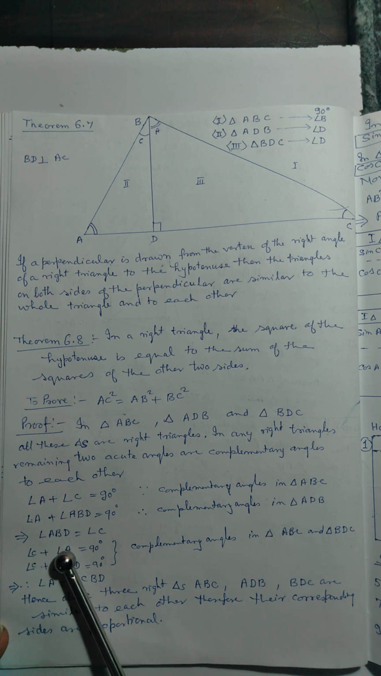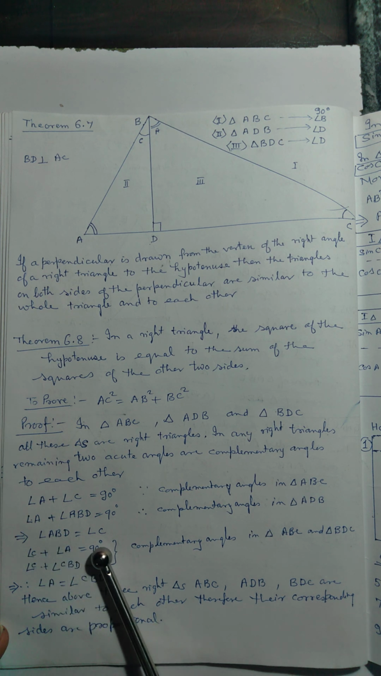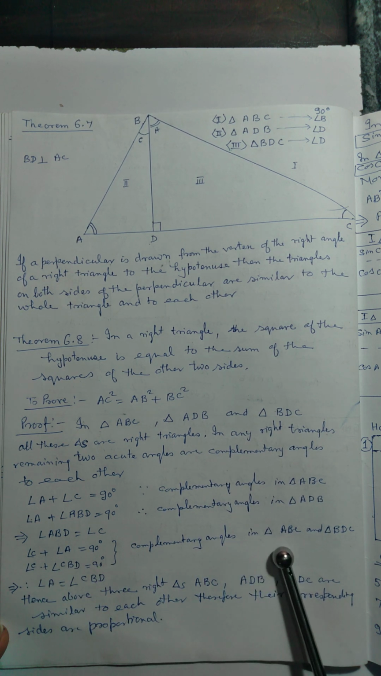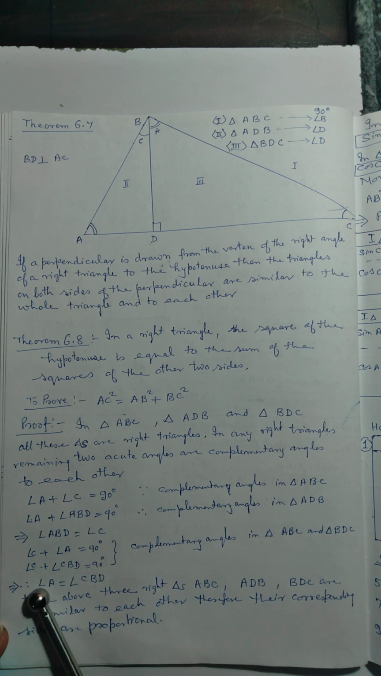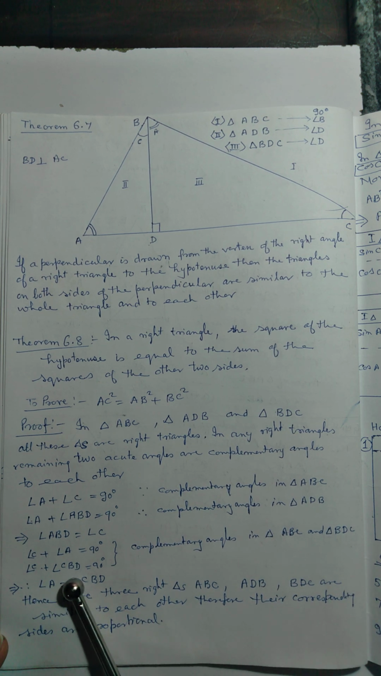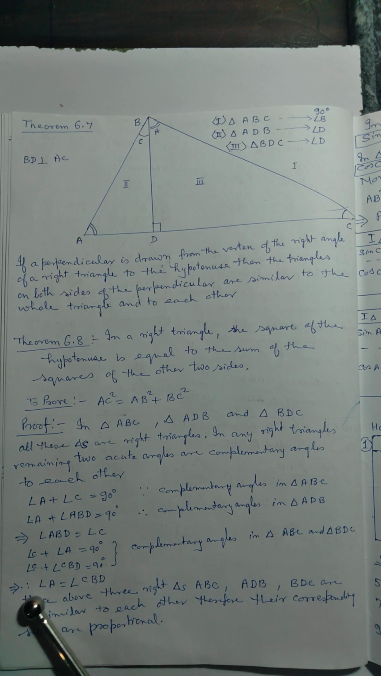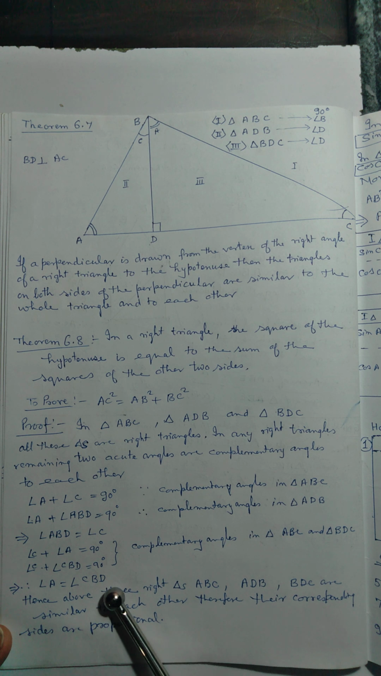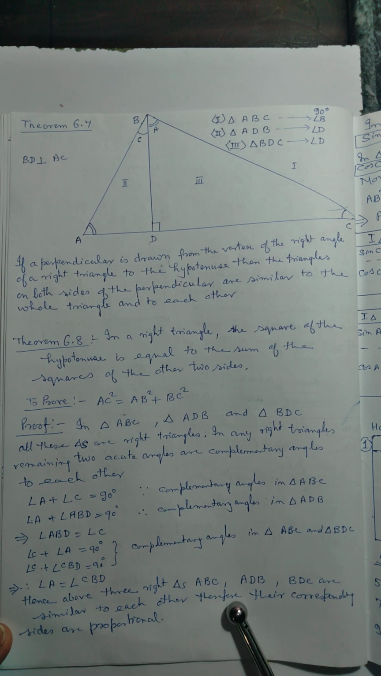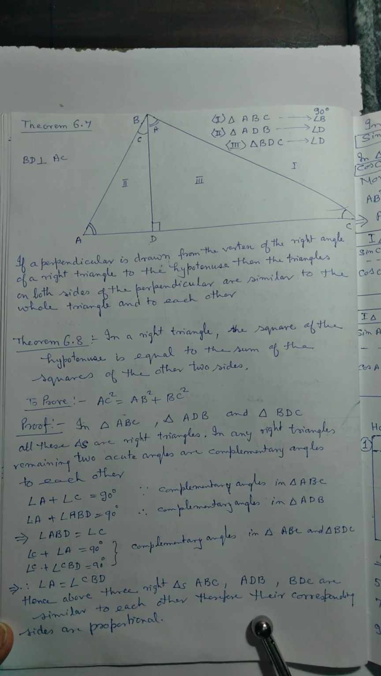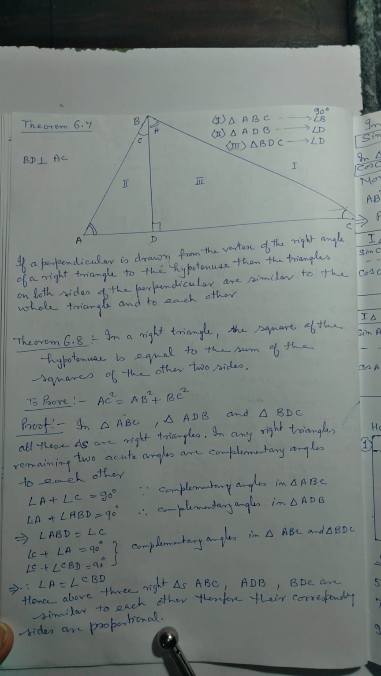Therefore, angle ABD is equal to angle C. So angle C plus angle A is 90 degree, complementary angles in the triangle ABC, and in BDC, angle C plus angle CBD is equal to 90 degree. Therefore, angle A is equal to angle CBD. Hence, the above three right angle triangles, ABC, ADB and BDC, are similar to each other. Therefore, their corresponding sides are proportional.